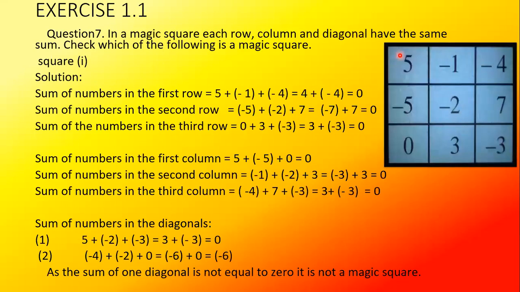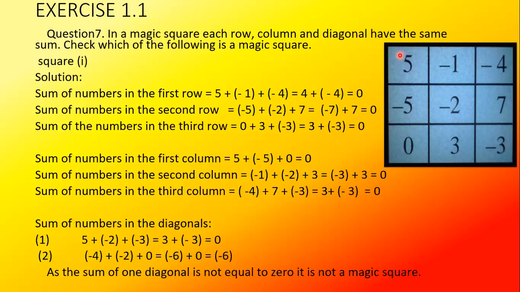The question is, in a magic square, each row, column and diagonal have the same sum. Check which of the following is a magic square. Two squares are given in the textbook. I have taken the first one only. The second one you have to do yourself.